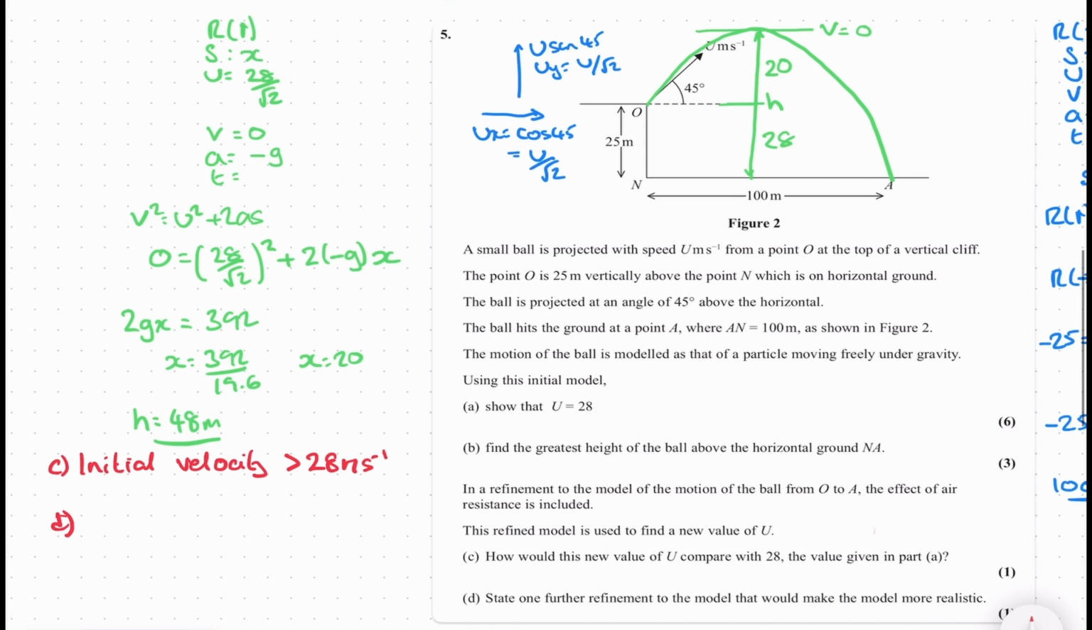And for part D, state one further refinement to the model that would make the model more realistic. We could use a more accurate value for the acceleration due to gravity.